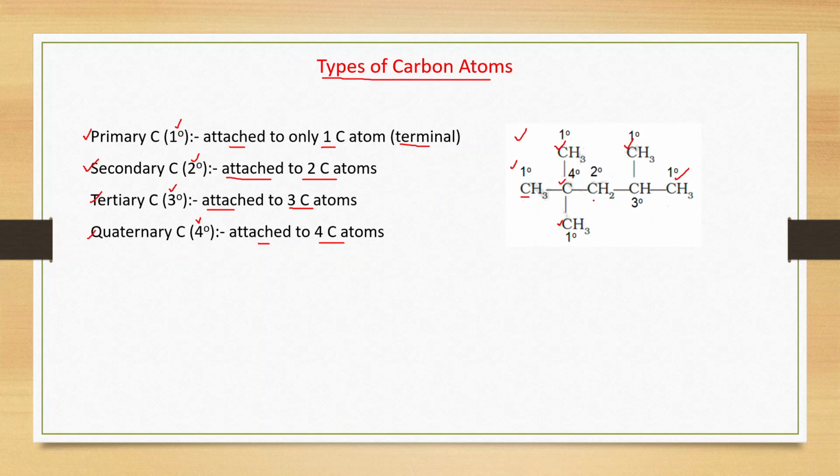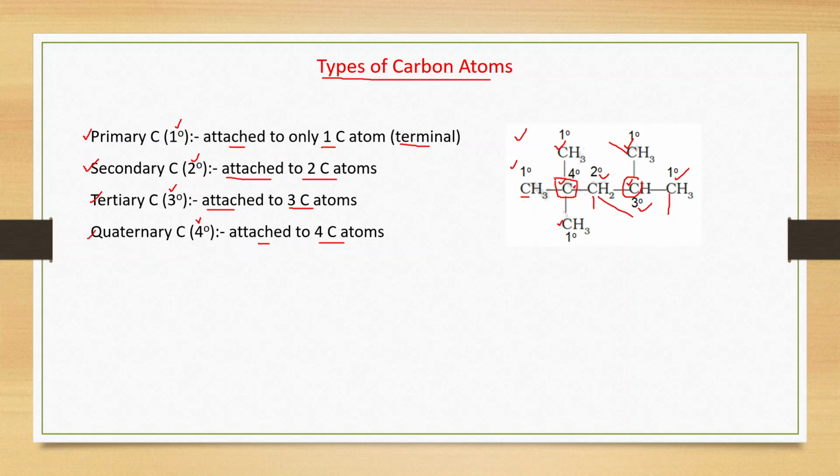Now if we see this carbon, this is attached with this one and this one. So this is secondary carbon or 2 degree carbon. Now if you observe this one, this is attached with this carbon and this carbon. So this is tertiary carbon. Now if you see this one, this is attached with four other carbon atoms. So this is quaternary carbon.